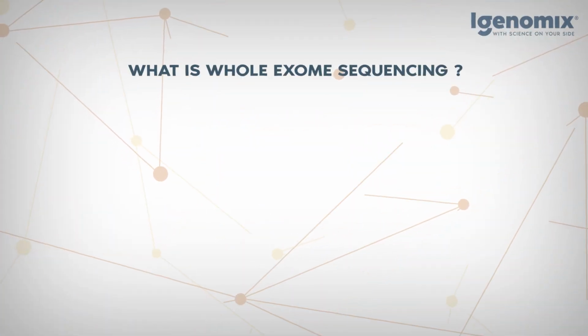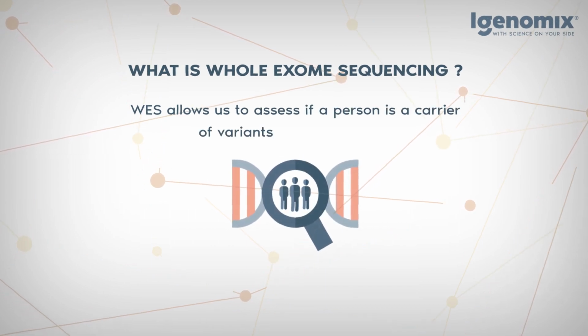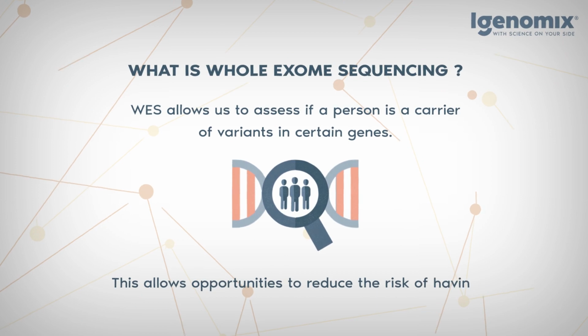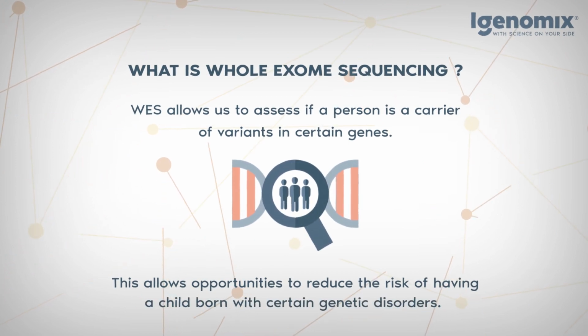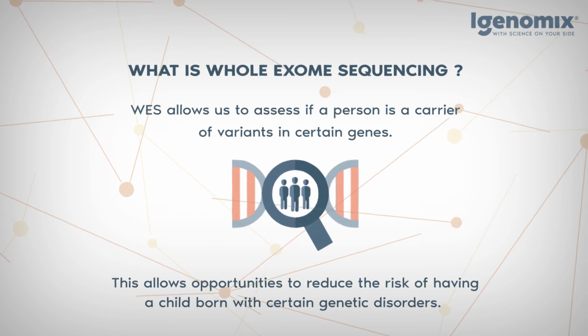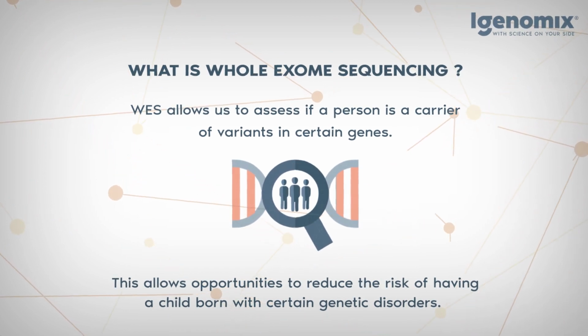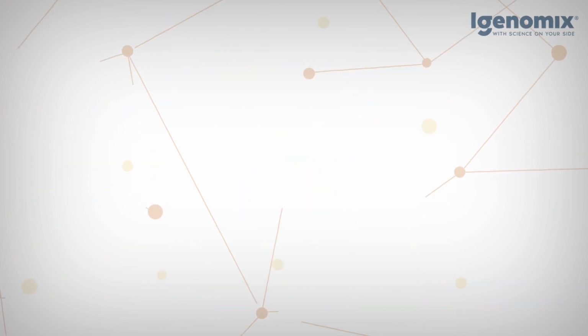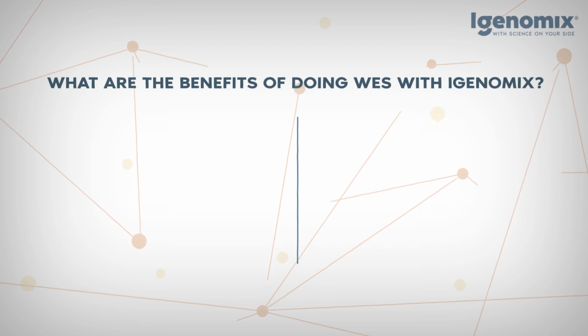Whole exome sequencing allows us to assess if a person is a carrier of variants in certain genes. Whole exome sequencing is an important genetic test to consider when planning a family because it helps to determine the risk of having a child with certain genetic disorders, so that you can consider reproductive options to minimize that risk. Whole exome sequencing can help you plan for a healthy family.